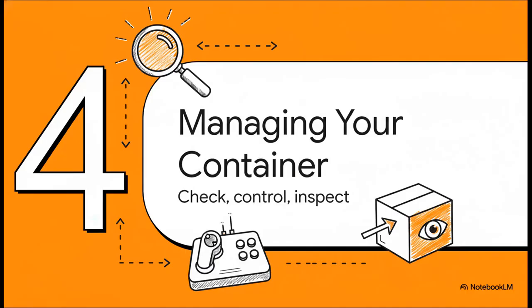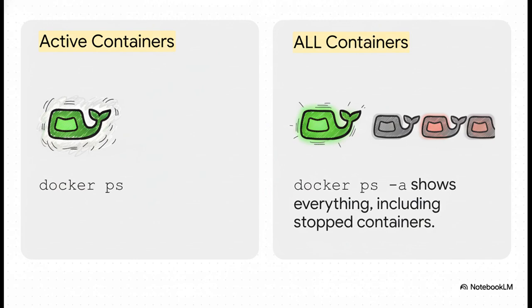Let's go find out. Now we're going to look at the commands you need to manage that container, to check on it, to control it, and even to peek inside. Okay, pay attention here, because this is a super common mistake for beginners. If you just type docker ps, it'll only show you the containers that are actively running right now. But if you want to see everything, including containers that you've stopped, you gotta add that little -a flag. That a stands for all, and it's a lifesaver.